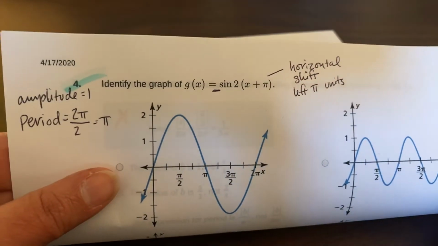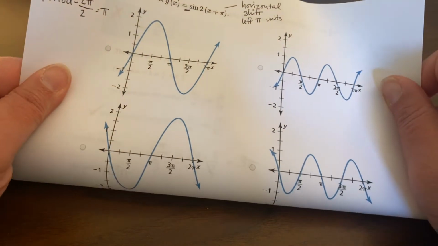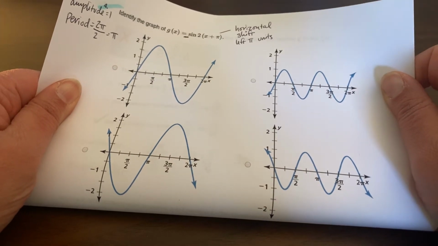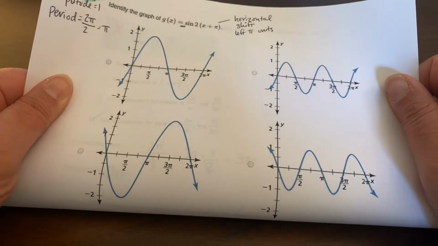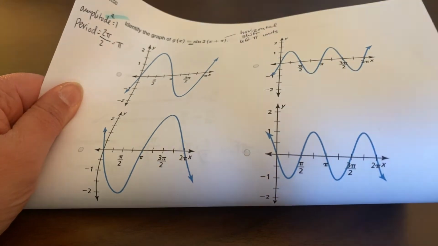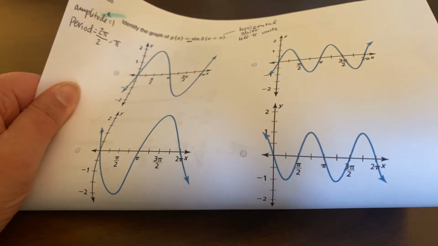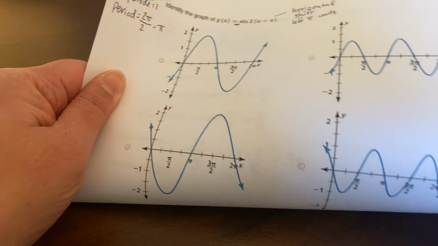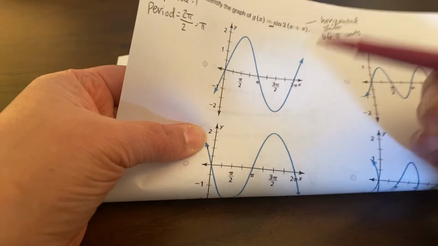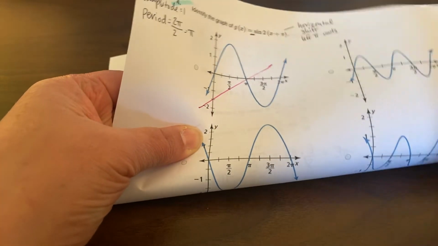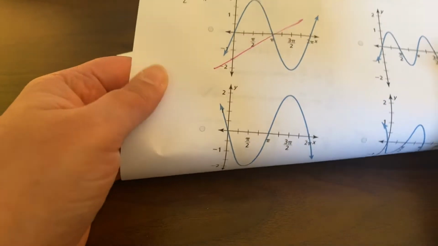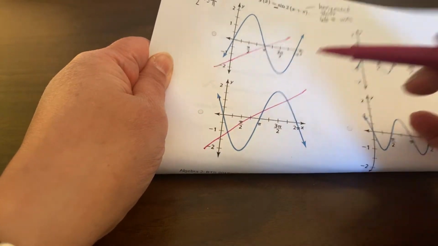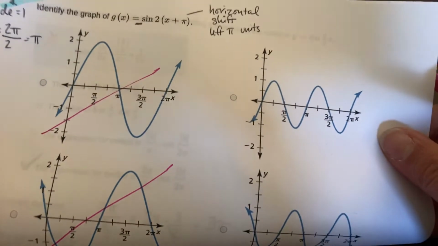Well, if the period is pi, that may not mean very much to us, right? So which of these is our answer? Well, we can eliminate this one because it goes up to 2 and down to -2. We can eliminate this one because it goes up to 2 and down to -2. So let's look at these guys.